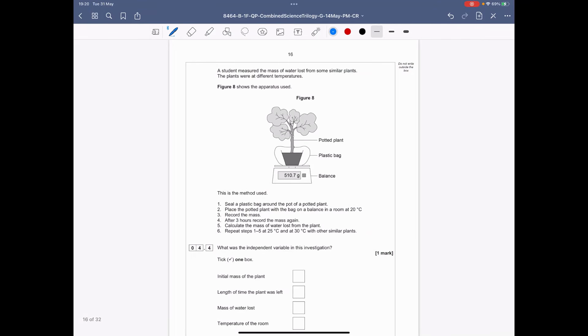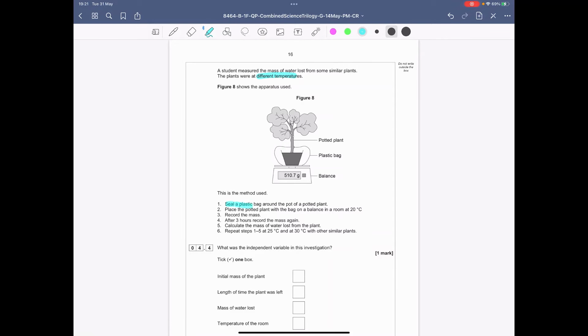Then, question 4.4. We've been given a method for a little practical. A student measured the mass of water lost from some similar plants. The plants were at different temperatures. Figure 8 shows the apparatus used. So you've got a scale, you've got a plant and a plastic bag around the base of the plant and in its pot. So this is the method they used.